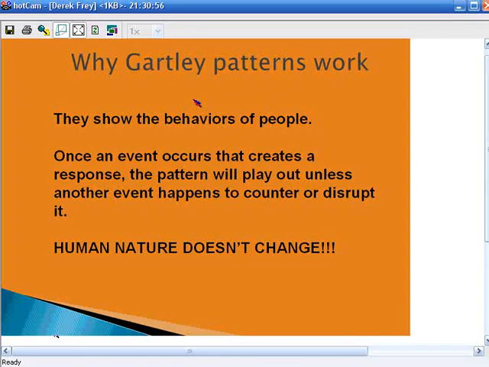Once an event occurs, again, this is Newton's law of entropy. Once an event occurs, the pattern will play out unless another event happens to counter or disrupt it. Entropy. The body in motion tends to stay in motion unless an equal or opposite force is exerted upon it. That is absolutely true, okay? That is a truth of the laws of nature. It's not an opinion. And again, markets are a product of nature because they are a collection of human animals. Human nature doesn't change. The people in the 1500s put their pants on one leg at a time, had stinky breath, fought with their wives, wanted their children to have a better life than they did.